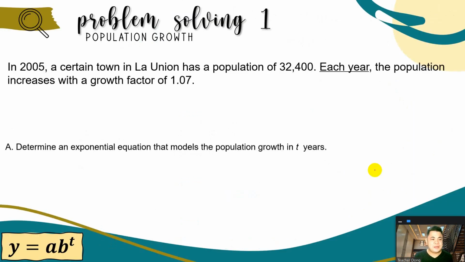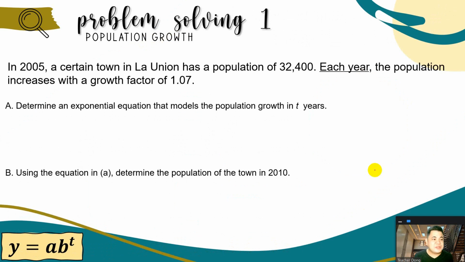Let's have the first problem. This is the simplest possible problem that you might encounter. In 2005, a certain town in La Union has a population of 32,400. Each year, the population increases with a growth factor of 1.07. The questions are, letter A, determine an exponential equation that models the population growth in t years. And for letter B, using the equation in A, determine the population of the town in 2010.